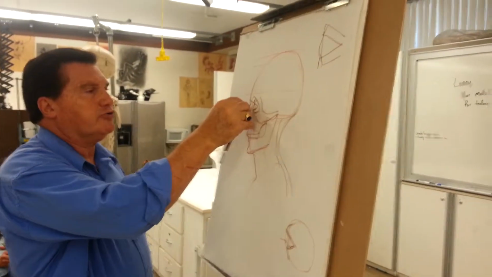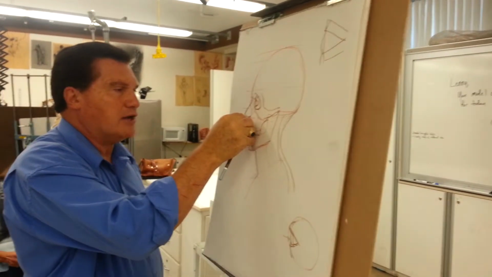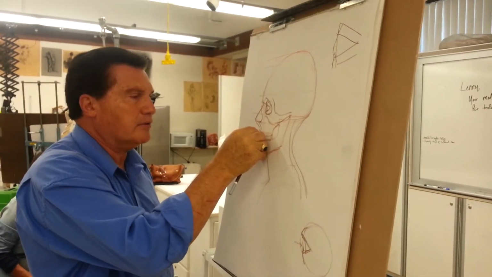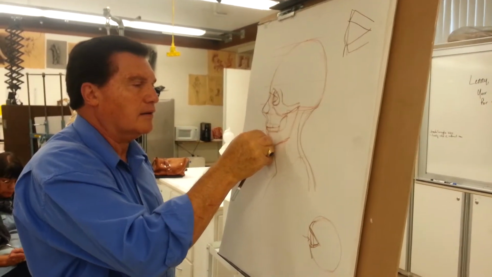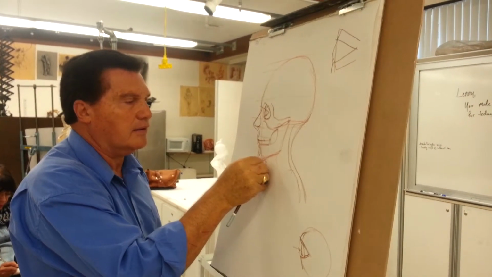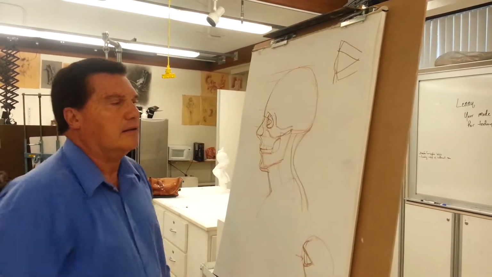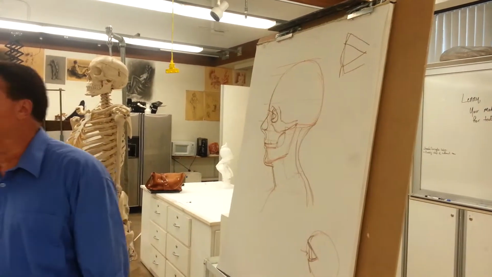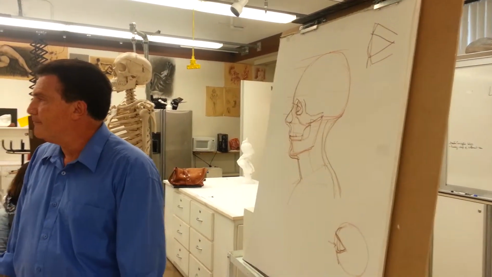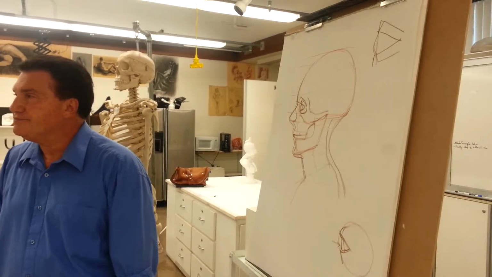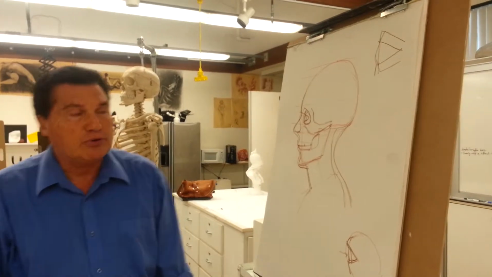Okay, so if I were to draw my actual skin on top here, that's what it would look like. Okay, because of the skull underneath. Any questions? So this is a profile eye. So what have you learned?